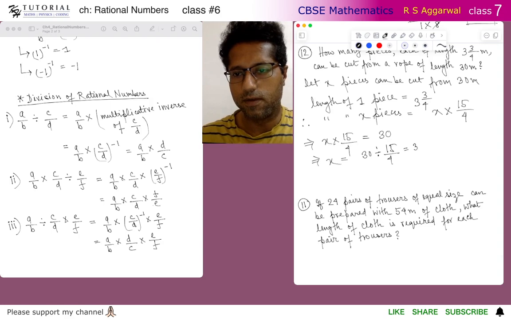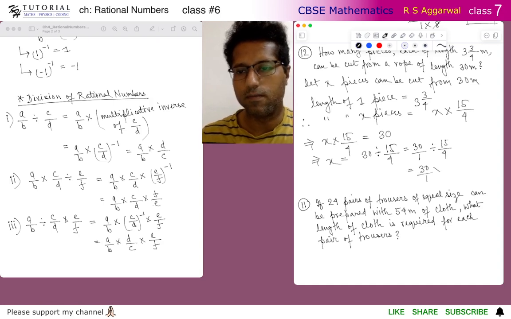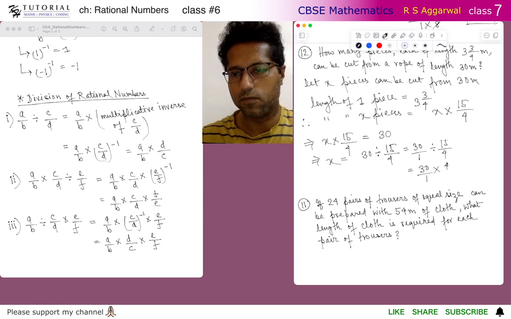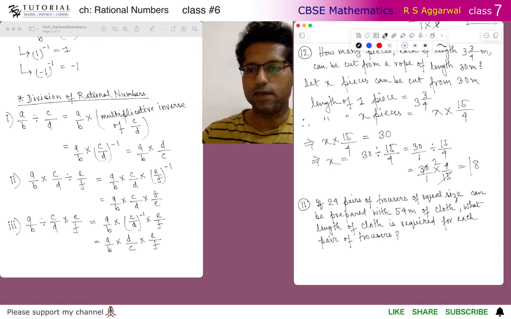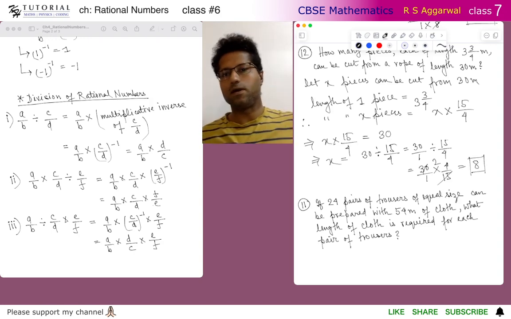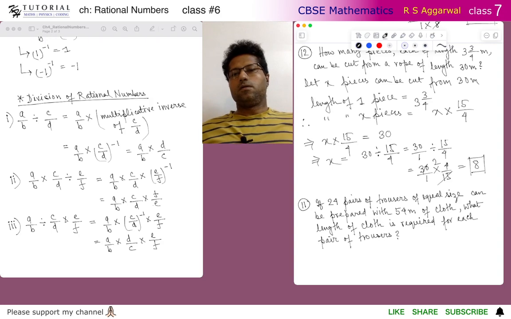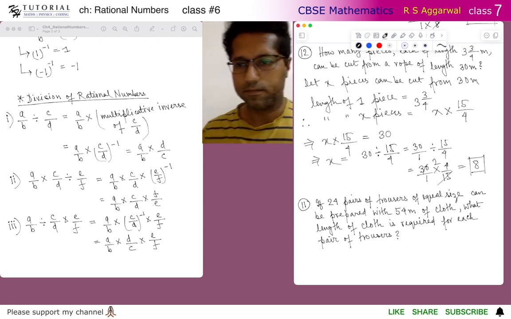This is 30 by 1 divided by 15 by 4. This is 30 by 1 multiplied by the multiplicative inverse of 15 by 4, that is 4 by 15, and this becomes 8. So x is 8. So 8 pieces can be cut from a rope of length 30 meter. Okay.